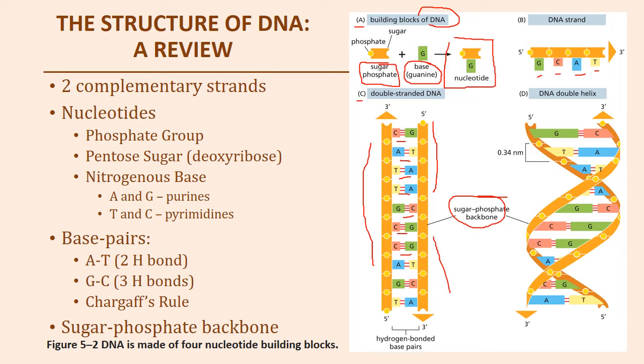If you look at your illustration, you notice that they have indicated for you that adenine and thymine will utilize a 2 hydrogen bond system, whereas cytosine and guanine will utilize 3 hydrogen bonds to hold the nucleotides together.